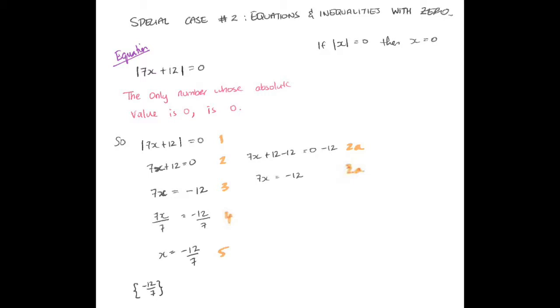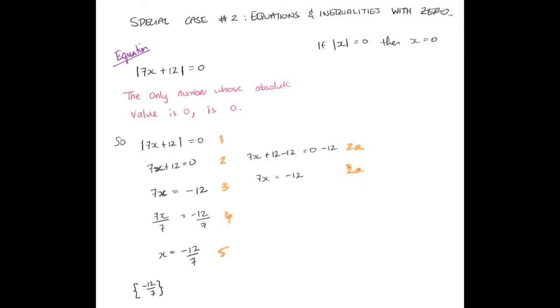Now let's look at special case number 2, equations and inequalities with 0. Let's look first at equations. So we have here the absolute value of 7x plus 12 is equal to 0. Let's take a look at an easier example to figure this out. If we have the absolute value of x is equal to 0, then it's safe to say that x itself is equal to 0, because the only number whose absolute value is 0 is 0.